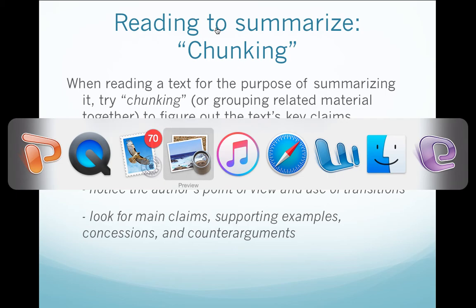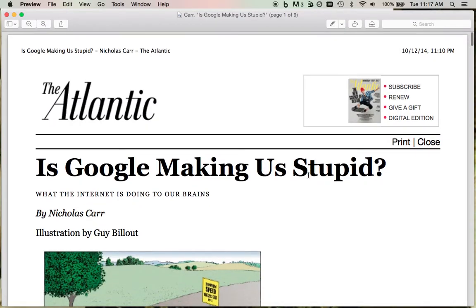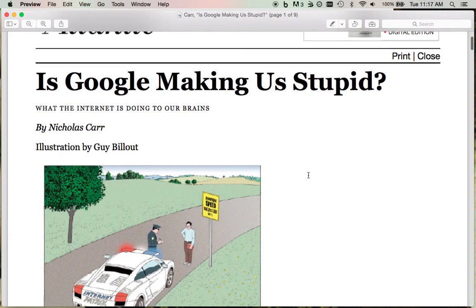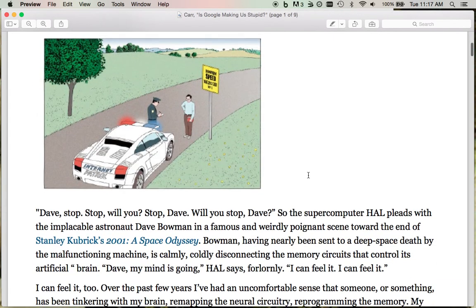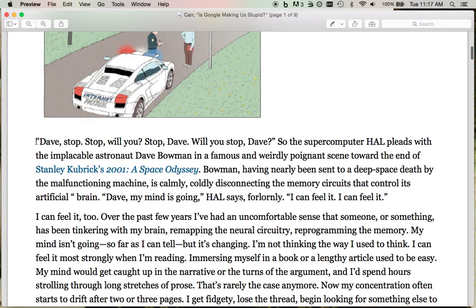So let's look real quickly just to get an idea of how chunking might work. Let's run through Nicholas Carr's essay briefly to see how this would work. First off, just noticing how he begins the very first paragraph. He's quoting the supercomputer HAL, an artificially intelligent computer in the movie 2001: A Space Odyssey, a real classic science fiction film from the late 60s.